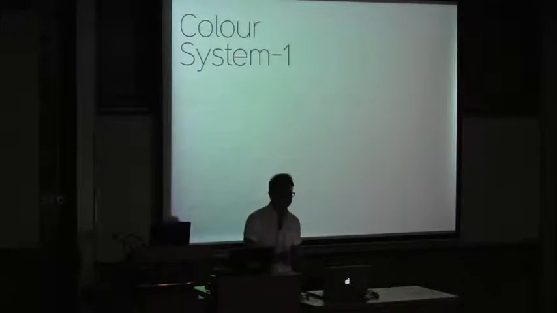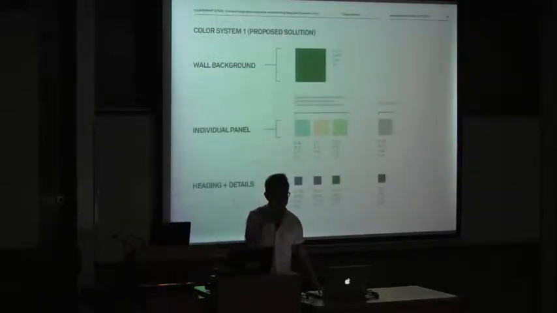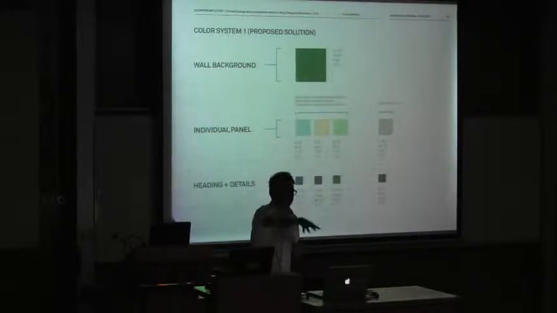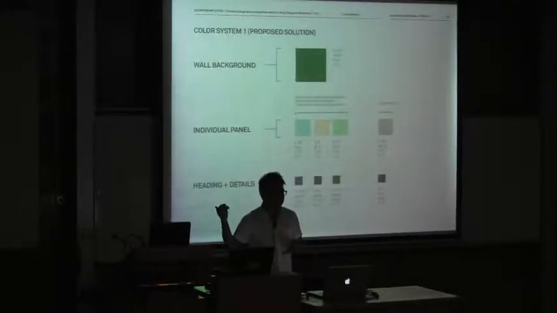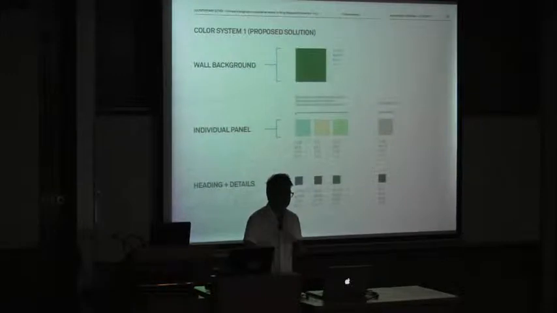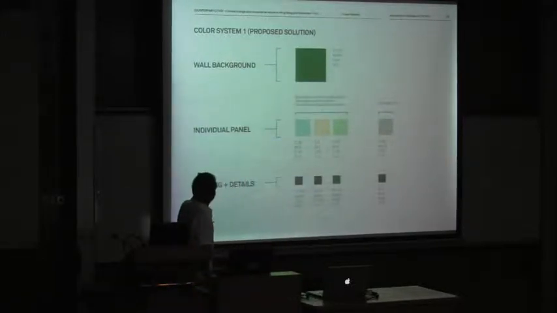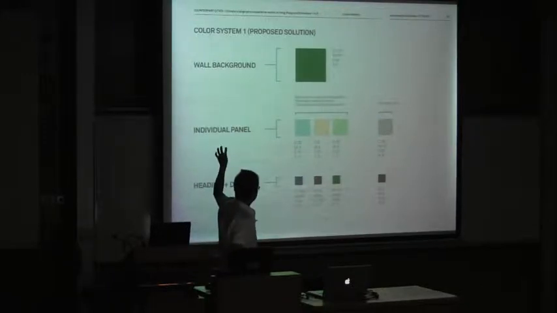we need to carefully define color, because they would display the graphic panels for all the landscape drawings by the students and also by professionals. So we have to look at it as a whole, how to project the color system to the public, because a designer's role is to communicate your part and to reach the public community, so they can understand what you're doing. So basically we define 3 layers. We define the wall background, then the individual panel, and then we have heading and details.